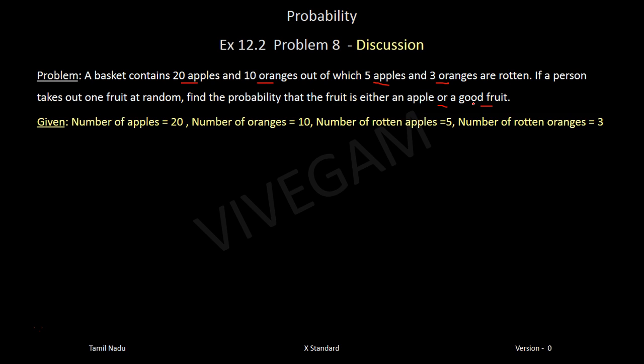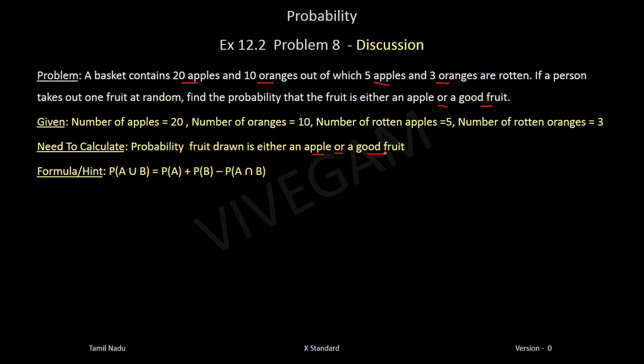So the number of apples is 20, number of oranges is 10, number of rotten apples is 5, and number of rotten oranges is 3. What are we asked? We are asked to find the probability that the fruit drawn is either an apple or a good fruit. "Or" is the keyword, so you have to use the probability of A union B formula. Apple is event A, good fruit is event B. The formula is the additive theorem: probability of A union B equals probability of A plus probability of B minus probability of A intersection B.